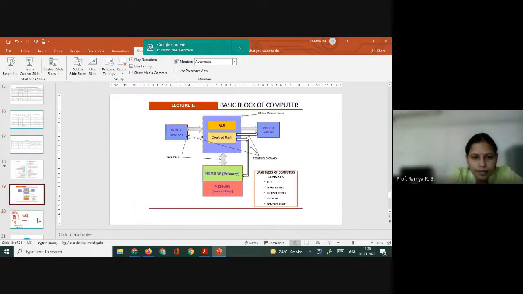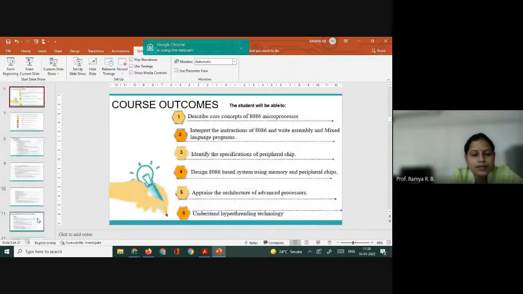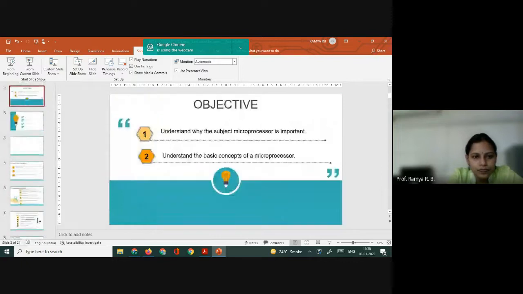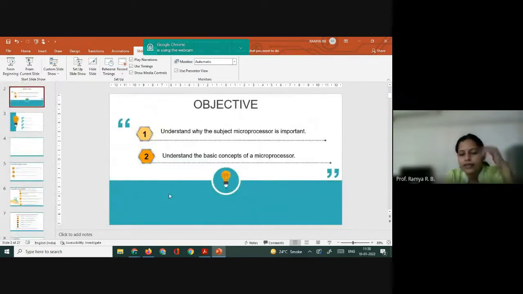So far we have answered some questions. Why the subject is important? As a computer science graduate, you need to understand both software and hardware, right? Microprocessor is like the brain of your computer, right? So it is important for you to understand the subject.